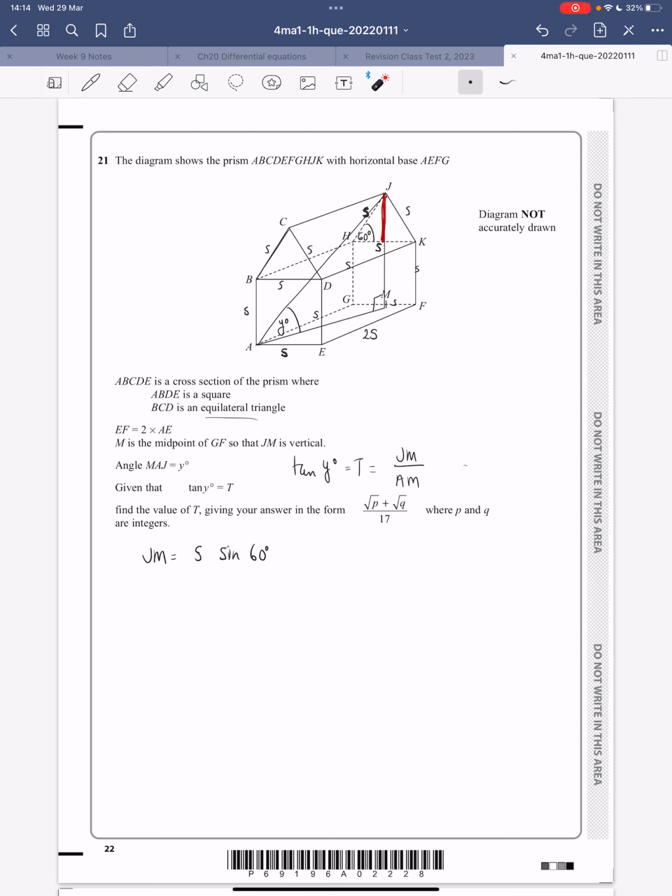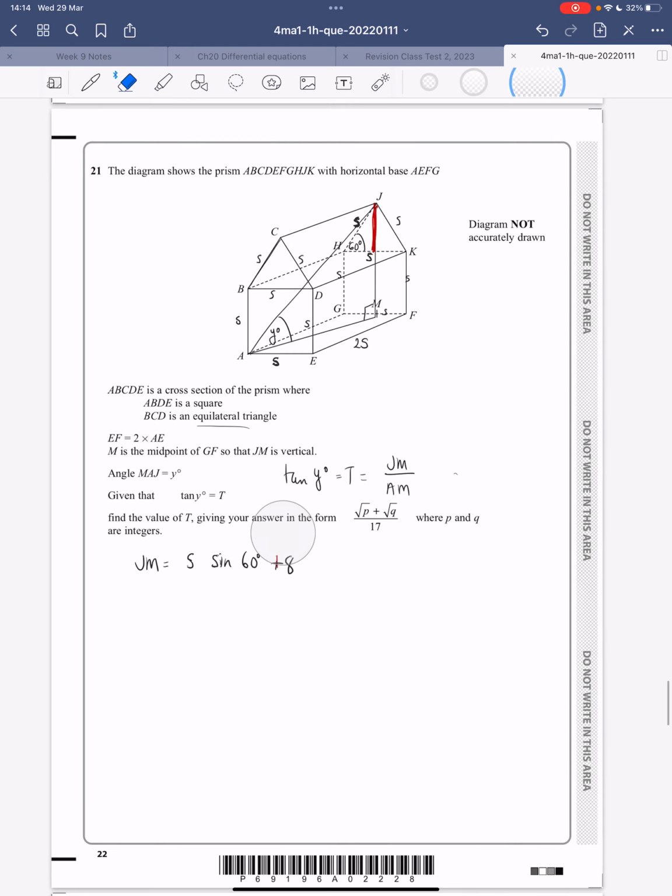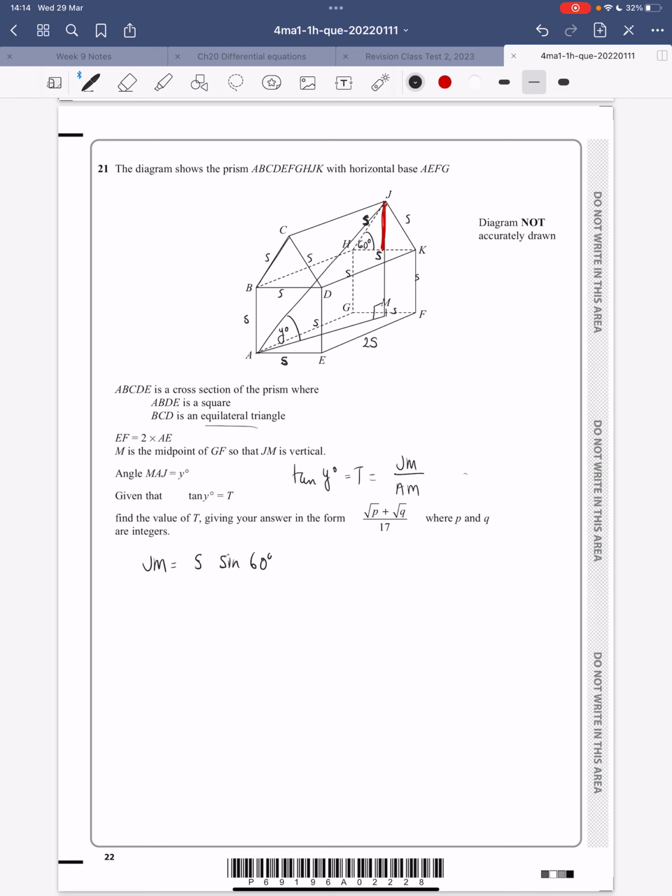S sine 60 degrees is there, plus S, let's do that in black. Plus S. I put plus 8 then for some reason. Let's get that right. Plus S. Okay, right, so this is S. Sine 60 is root 3 over 2. That's one of the ones that you need to remember. And so it's factorised with the S, so it's times root 3 over 2 plus 1.